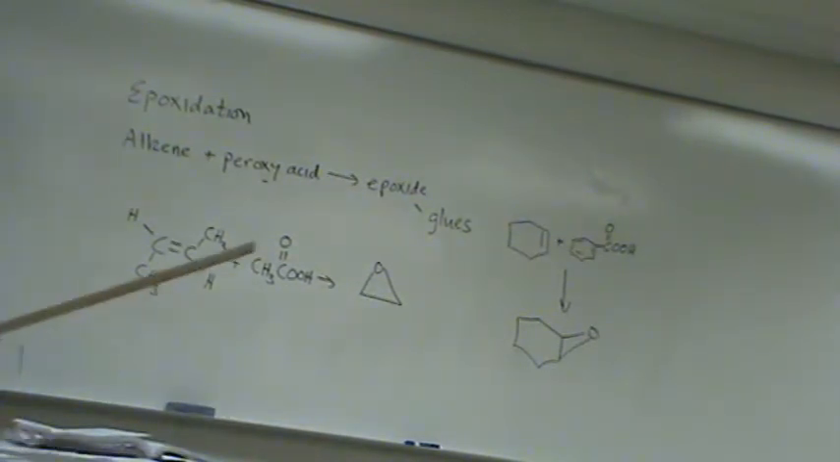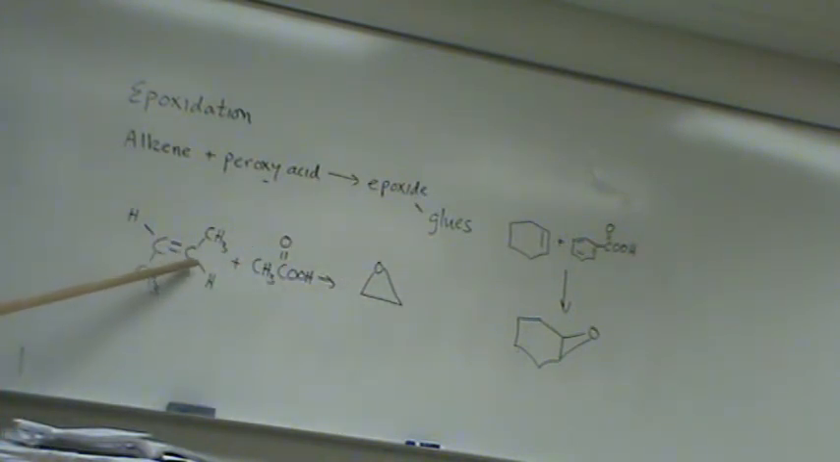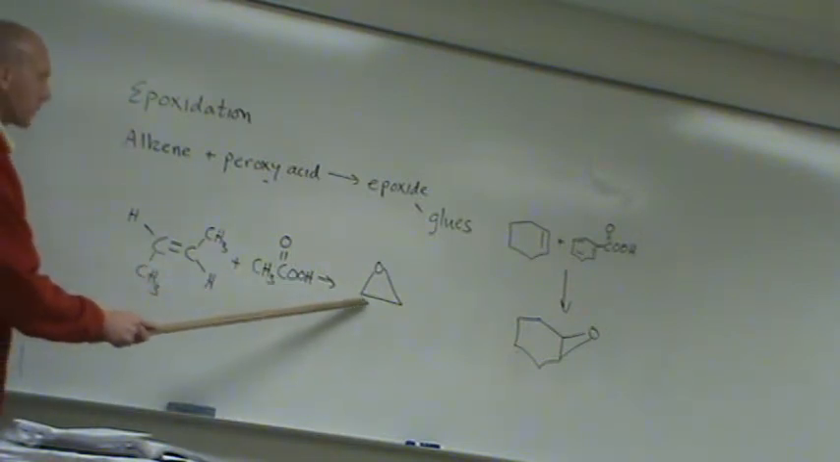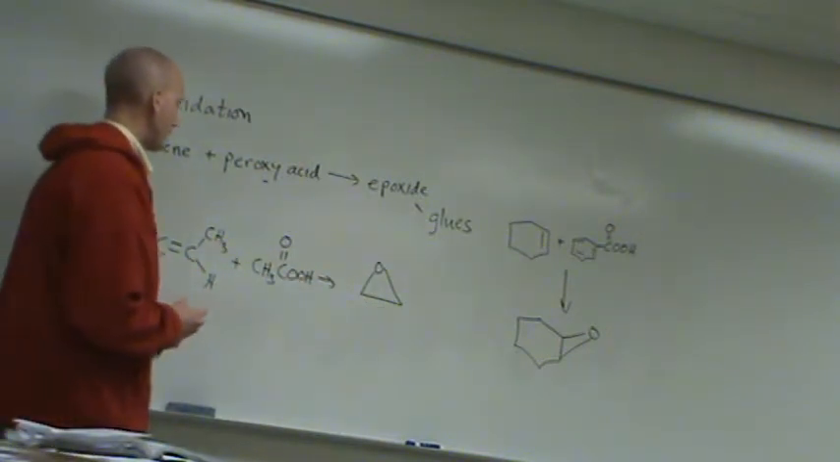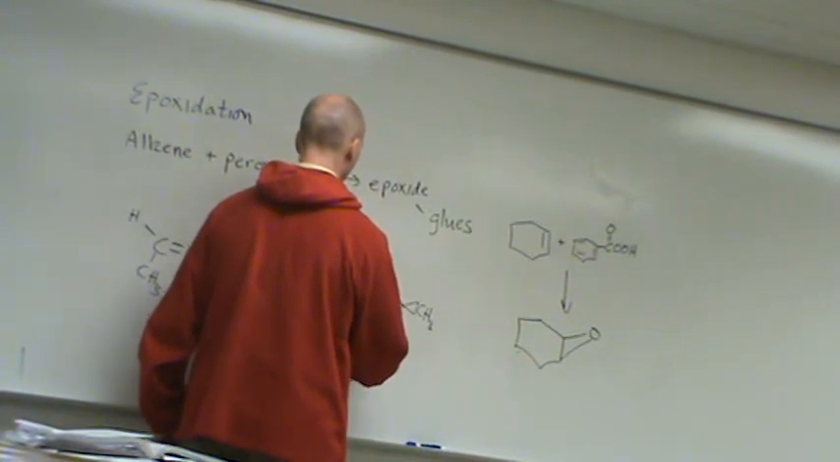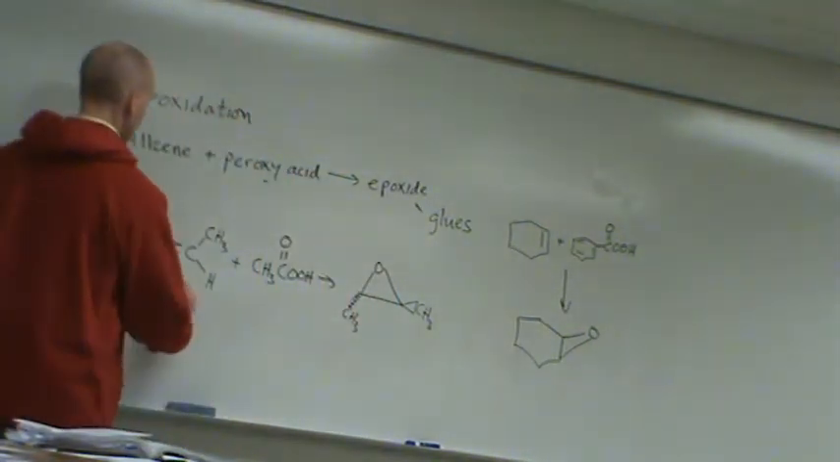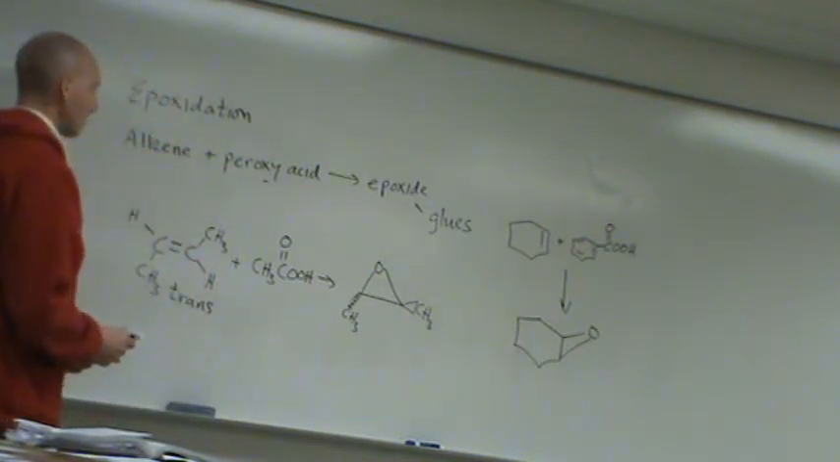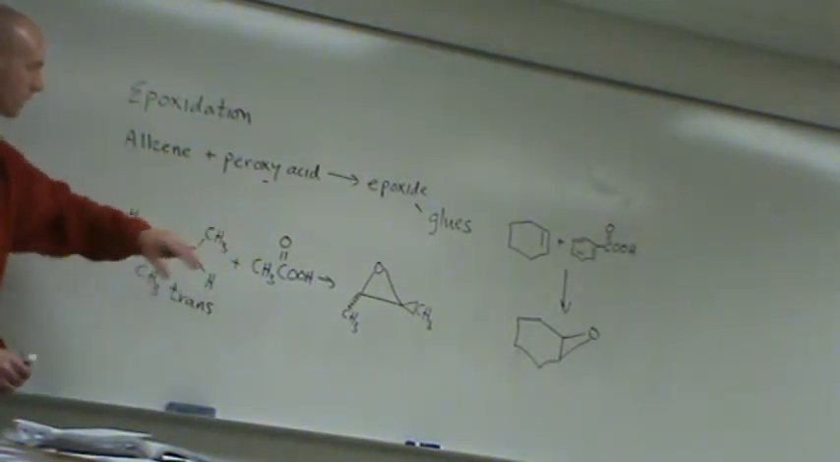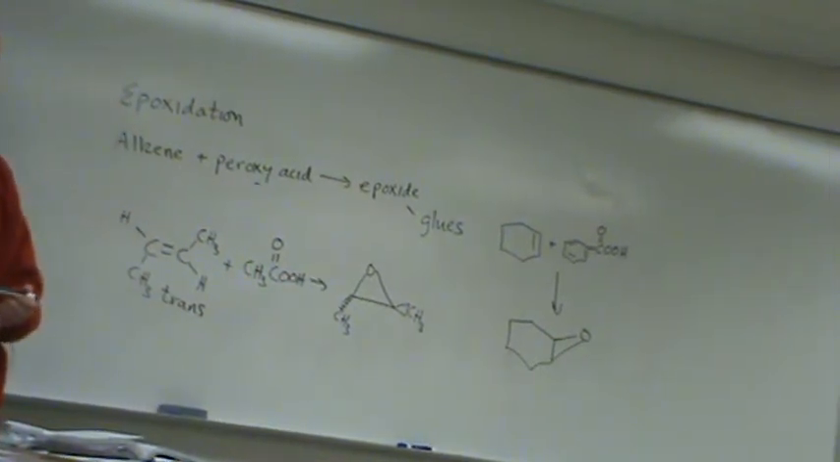Now, these two carbons here are these two carbons here. So I have to put these methyl groups on. They're trans here, so they had better be trans over on this side. I can show that by this designation here. If they had started cis on this side, then they would be cis on that side. Any questions on that?